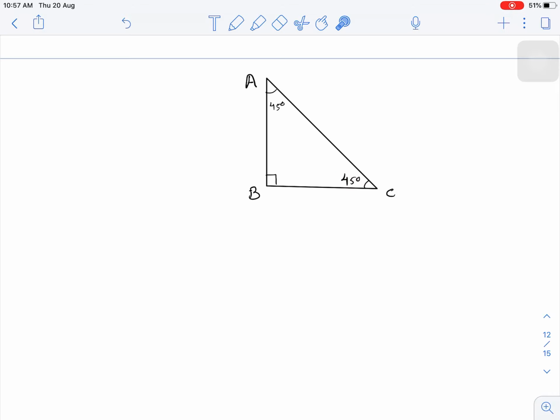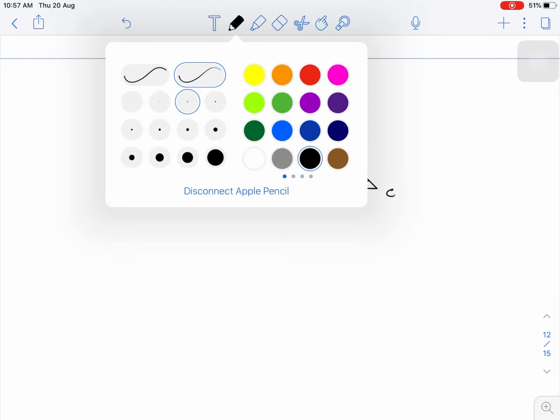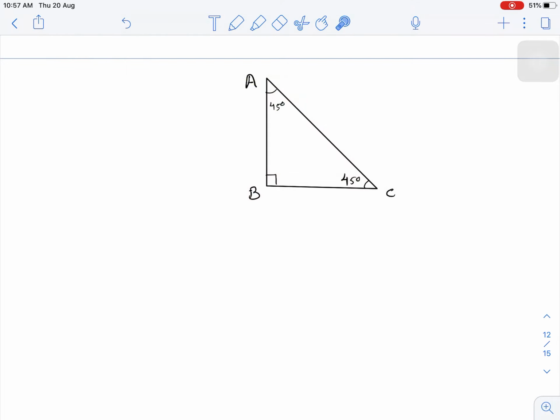Since these two angles are the same, the side opposite to this angle, that is AB, will be equal to the side opposite to this angle, that is BC. By which property? This we have learned in 9th standard, which is known as sides opposite to equal angles. So if we consider that the value of this side, BC, is a, then the value of AB will also be a, that is small a.